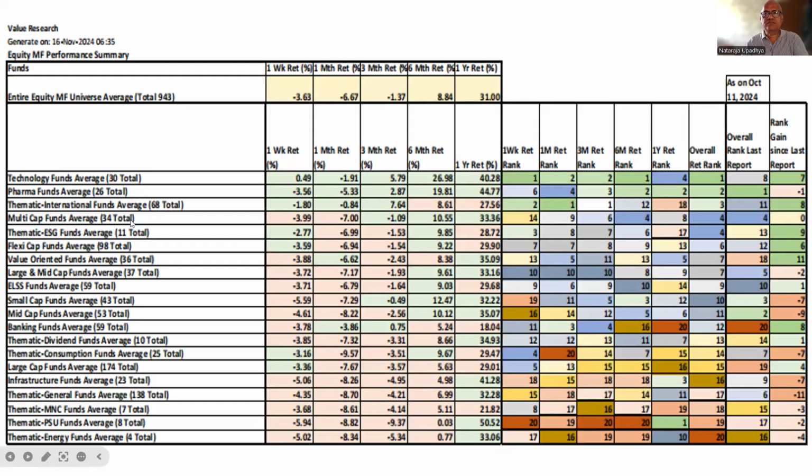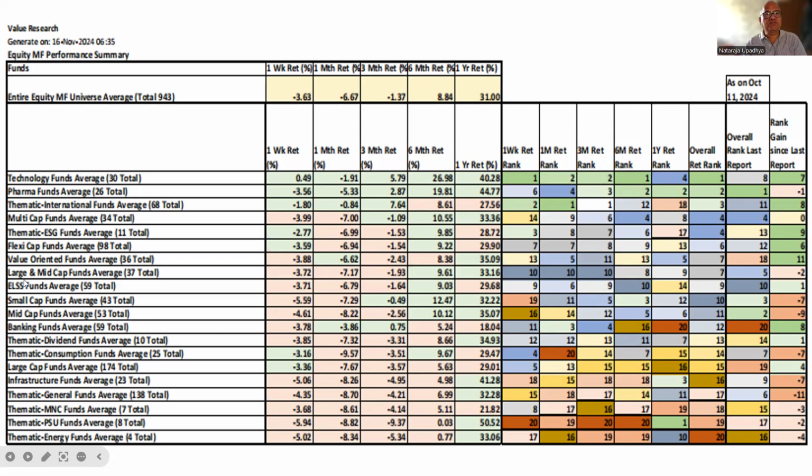So this looks busy, but it's easy to understand. At the top left, what you find here is the average equity funds return across 943 mutual funds, which is minus 3.63% for the week, minus 6.67% for the month, minus 1.37% for 3 months, 8.84% for 6 months, and 31% for the year.